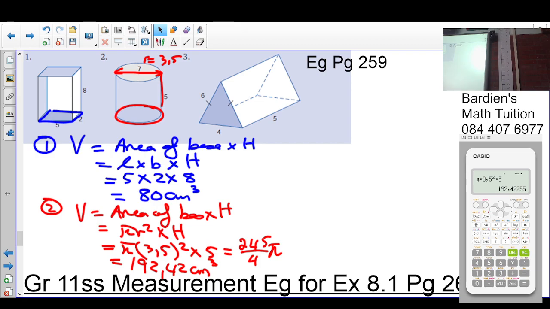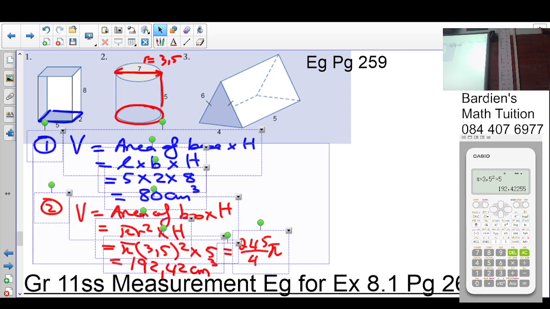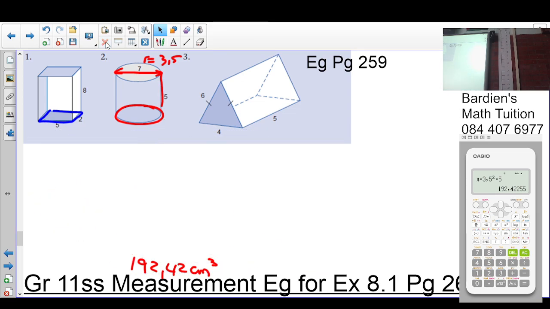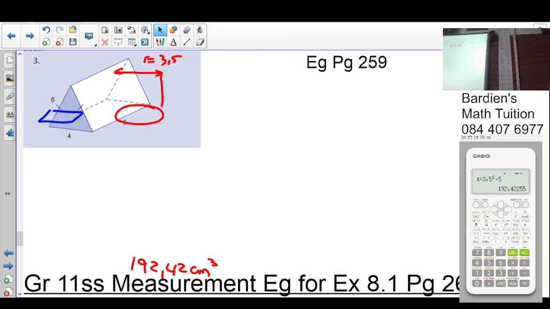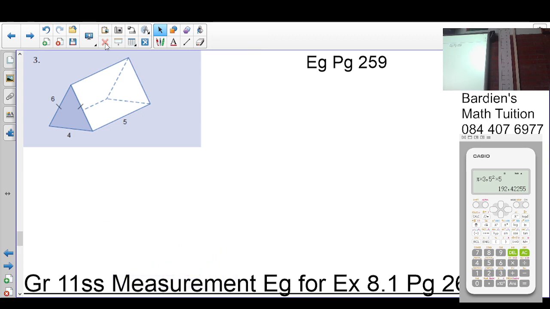Okay. Let's look at the next one. What I'm going to do is take this off now and move this over. So again, the question says, calculate the volume.